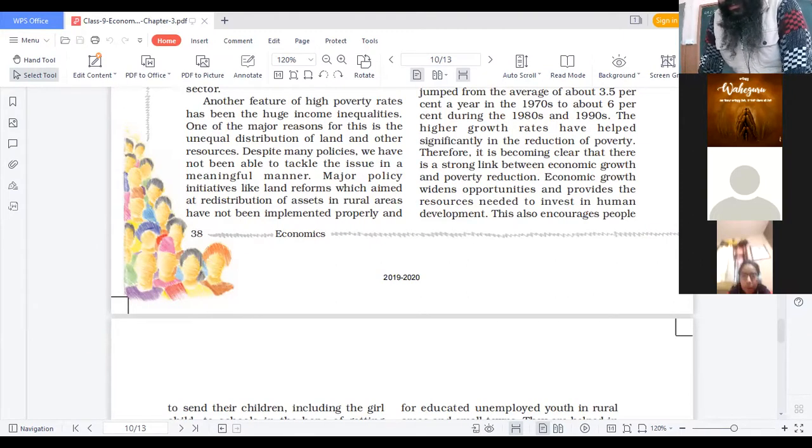Because in such economies, the reasons responsible for the poverty are illiteracy, lack of job opportunities, high growth rate of population, and dependence on agriculture. These are responsible for the poverty trends in such states.